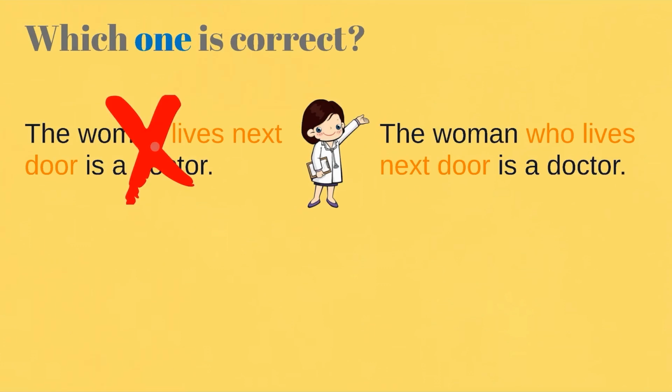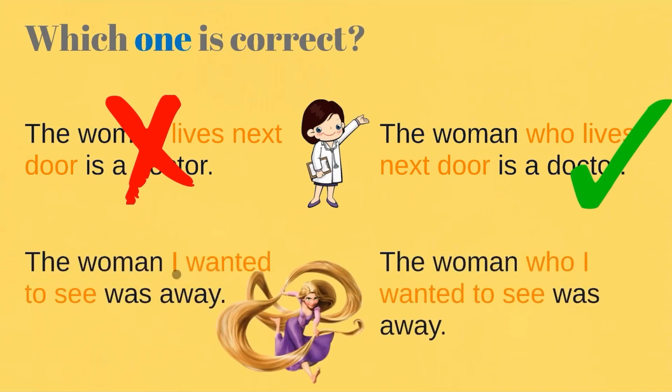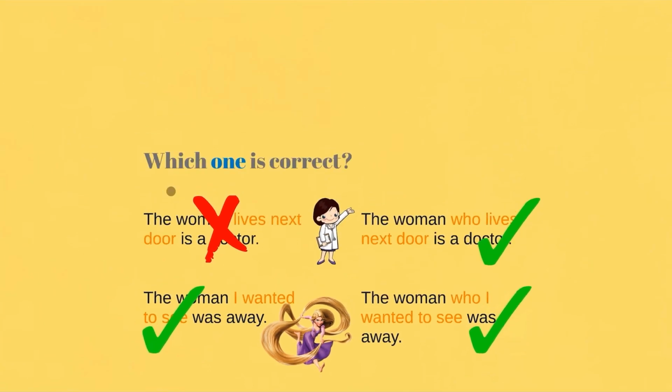And the answer is, the woman lives next door is a doctor. This is a wrong one. The other one, the woman who lives next door is a doctor. You may think that because this sentence is missing a word, who, that's why it's a wrong one. How about these two? The woman I wanted to see was away. The woman who I wanted to see was away. Which one of them is wrong? Sorry, both of them are correct. What makes the difference? That is the purpose of this unit, Unit 92. Let's start it.